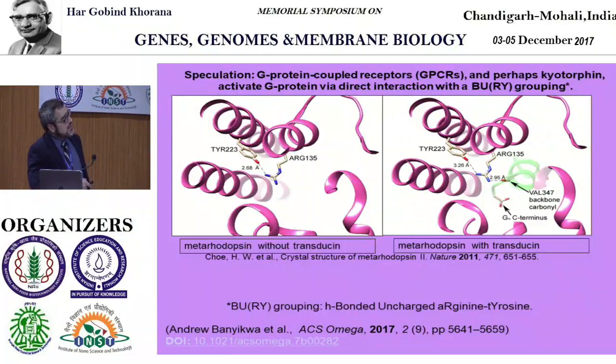Metarhodopsin 2 with a G-protein tail has that tail being removed. The counterion of this C terminus is being removed, leaving a naked positive charge, if that's what it is, in that very nonpolar binding site. And the best explanation for how that can happen is if this C-terminal tail pulls a proton with it, leaving this H-bonded uncharged arginine tyrosine that has a very strong negative 70 kilojoule per mole H-bond between it.